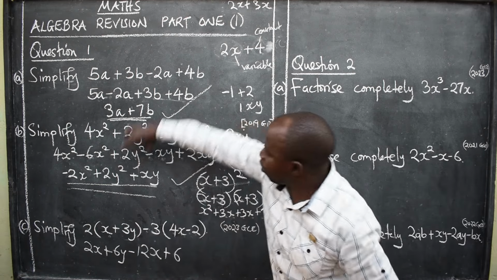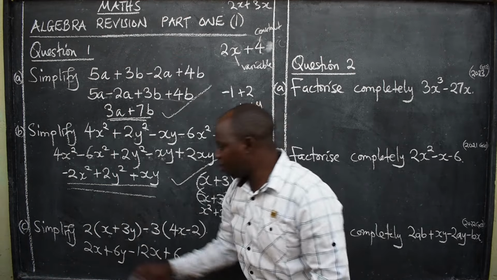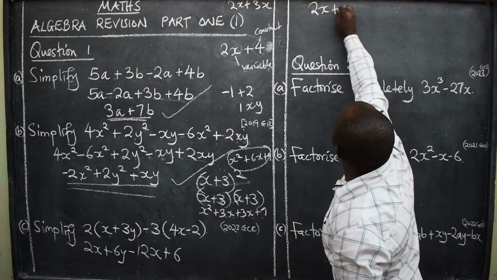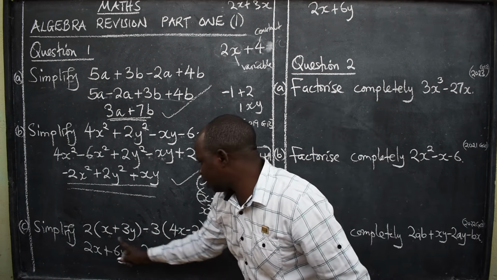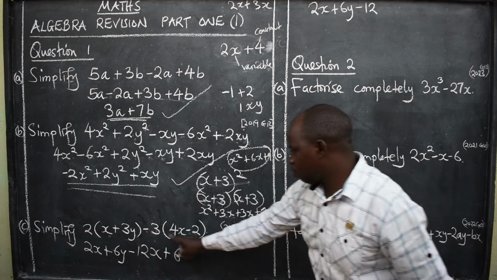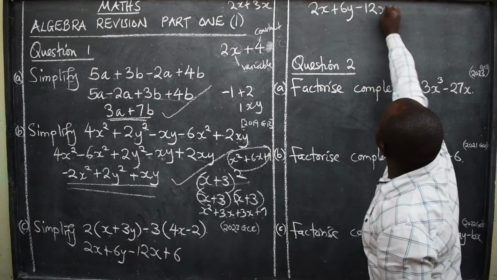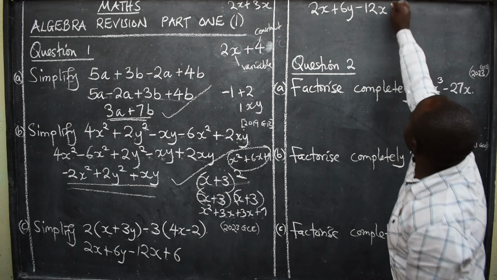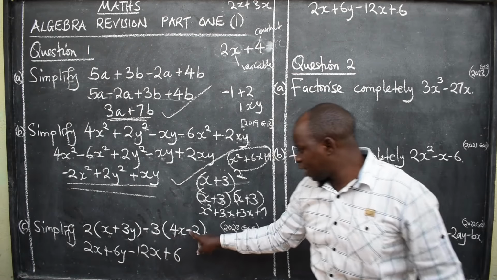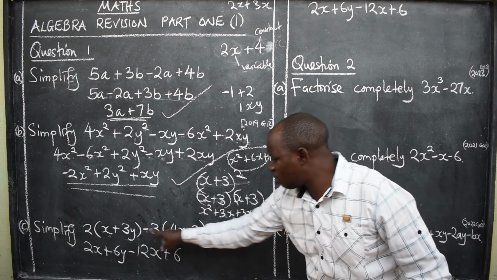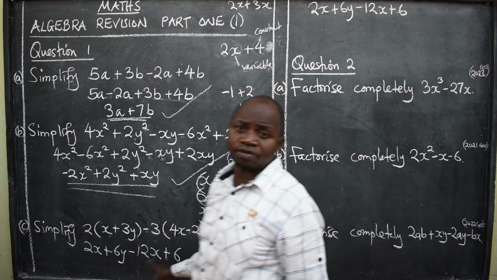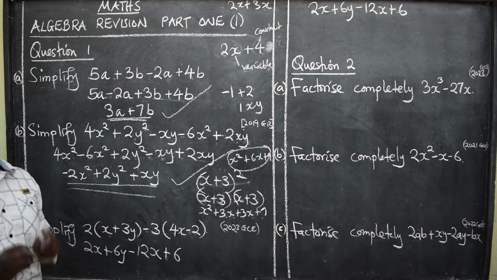Then from here now, you have something like this. Where are you going to start from? So we have 2x plus 6y minus 12x here, and then plus 6. Mostly this is where you make a mistake. When you are multiplying, consider signs as well. So we have negative, negative, which will result into positive. So make sure that that is well understood.